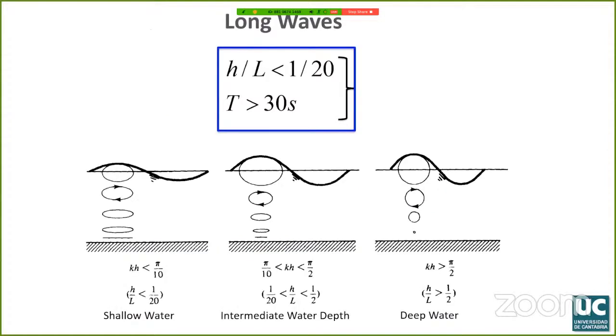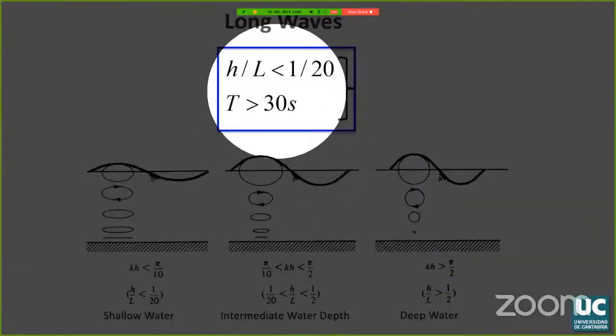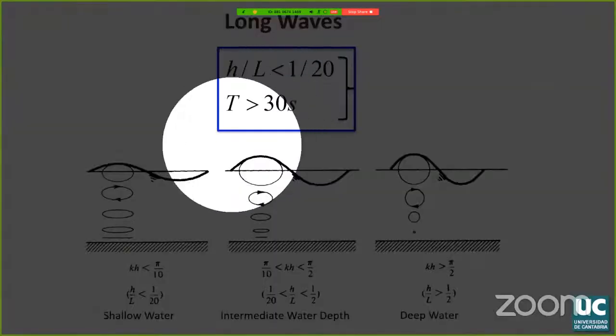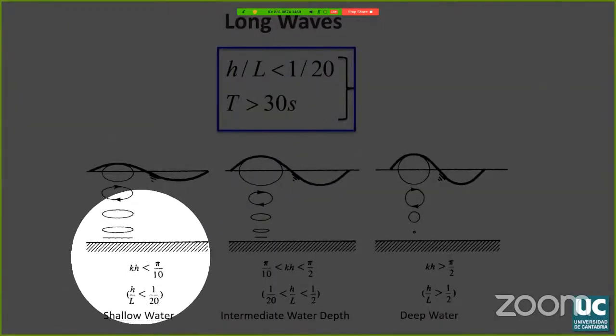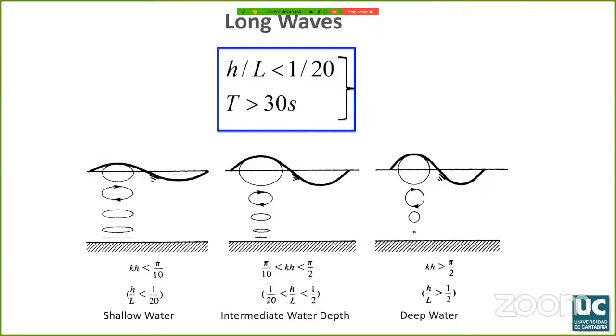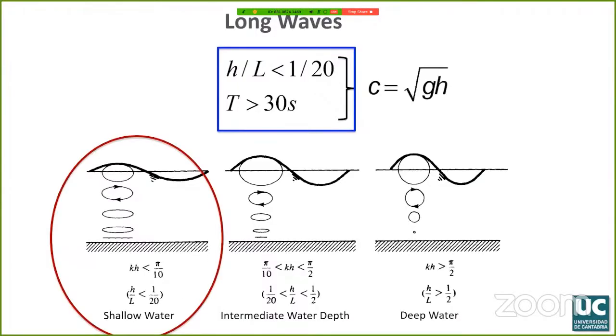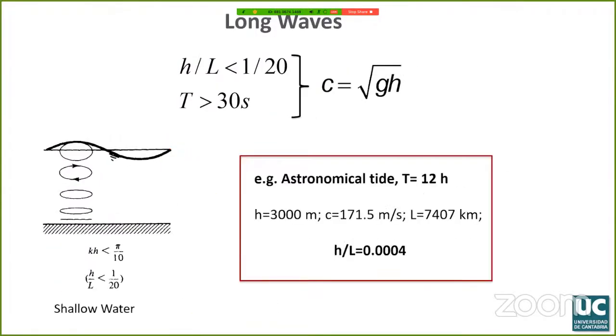Here you can see the main characteristics that define a long wave. They are waves with long periods and wavelengths, so they fulfill the relationship of shallow water. According to that, their celerity only depends on the depth. Notice that waves with long periods are shallow water waves, even in the deep ocean.